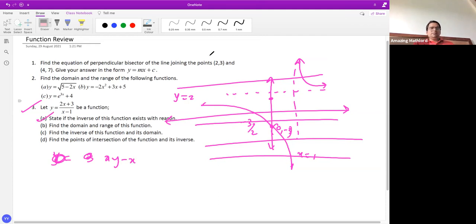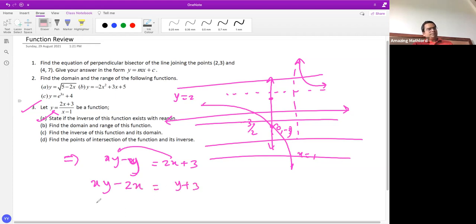But this is the second one that I'm showing now, an alternative, in case you wanted to show that. So xy minus x equals 2x plus 3. I basically multiplied this. So this is actually y, xy minus y equals 2x plus 3. Now make x the subject of the formula. So it will be xy minus 2x equals y plus 3. So if I take x common, you get y plus 3 over x minus 2.